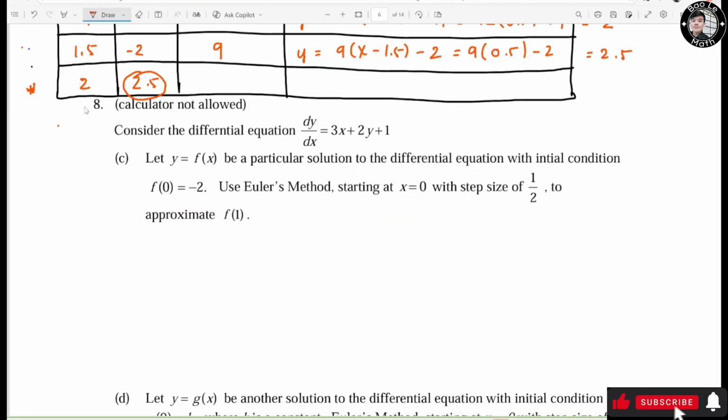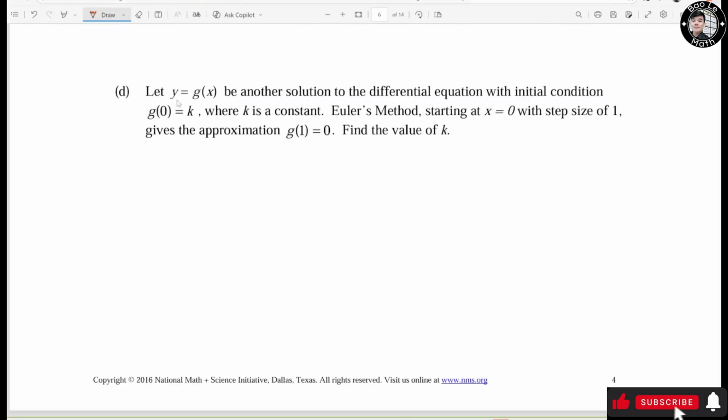Now question 8, similar to question 7. I'm going to leave this one for you to practice, right? The answer is negative 23/4.